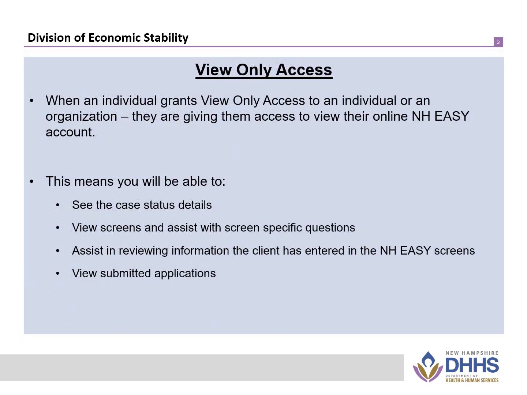With view-only access, you will be able to see limited information for an individual's case, such as their case status. You will not be able to make any changes in the case. You will only be able to view a few things. When an individual grants view-only access to an individual or an organization, they are giving them access to view their online New Hampshire Easy account. This means you'll be able to see things such as their case status details, view screens and assist with specific screen questions, assist in reviewing information the client has entered in New Hampshire Easy screens, and view submitted applications.